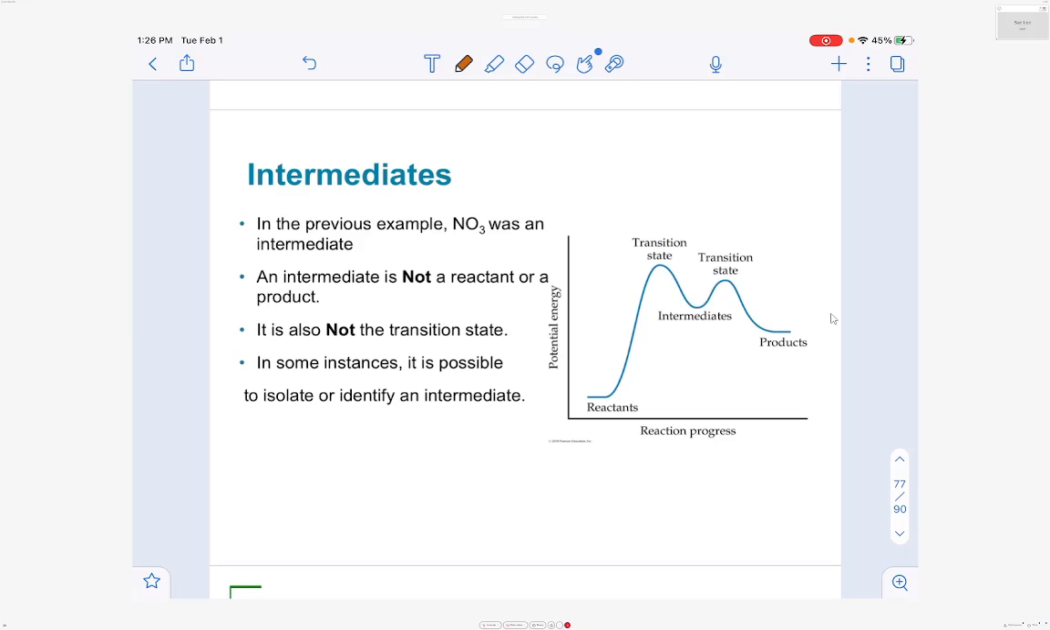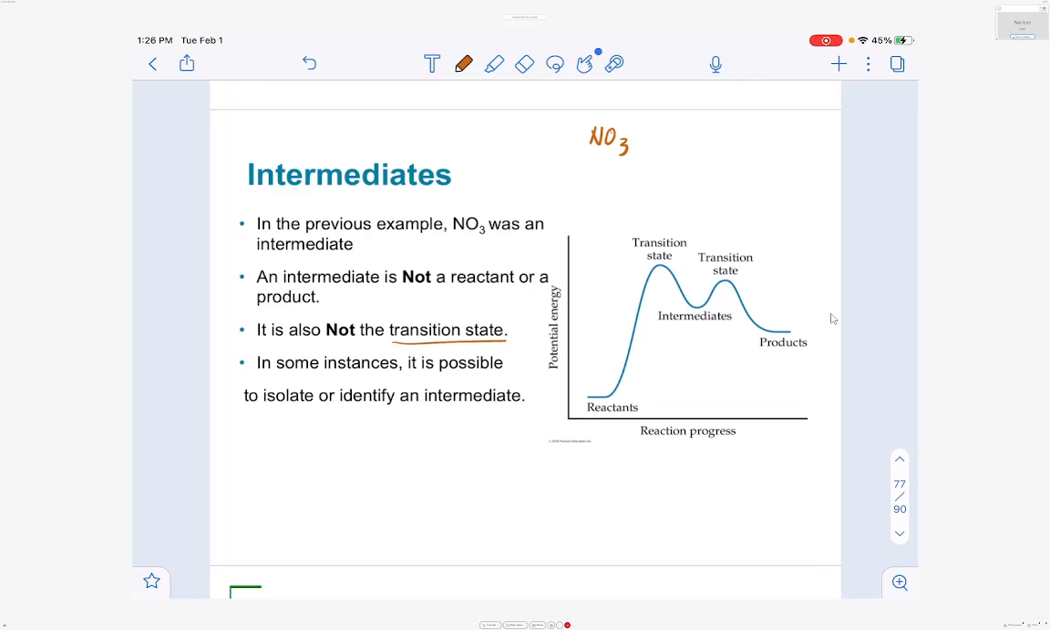All right. So let's take a deeper look at the intermediates. In the previous example, the NO3 that was made up and used up within the reaction, that was an intermediate. An intermediate is not a reactant, or a product. It is also not the transition state.